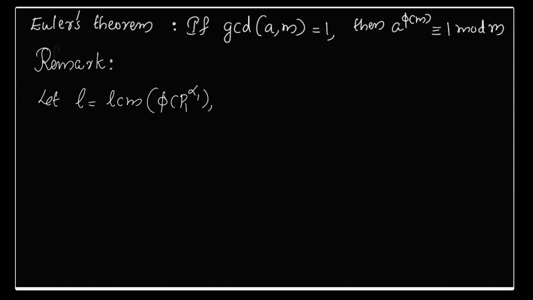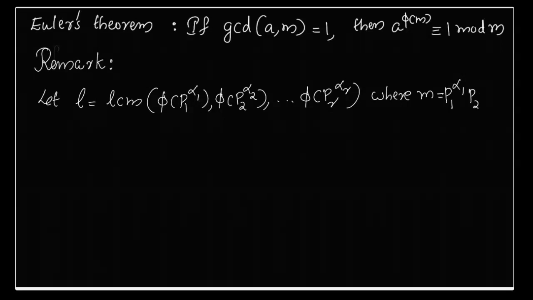phi of P1 raised to alpha 1, phi of P2 raised to alpha 2, etc., phi of PR raised to alpha r, where the prime factorization of M is P1 raised to alpha 1, P2 raised to alpha 2, etc., PR raised to alpha r. Then L is the least common multiple of each of these numbers.